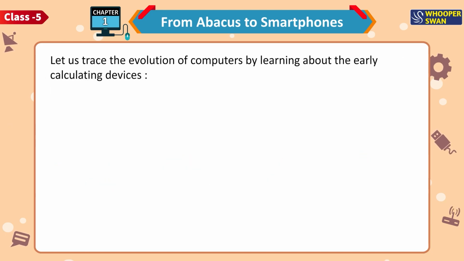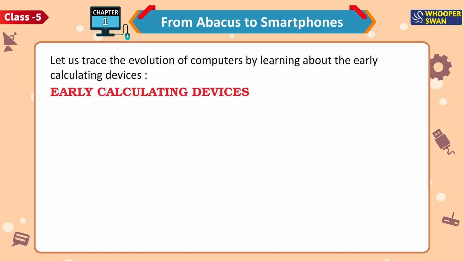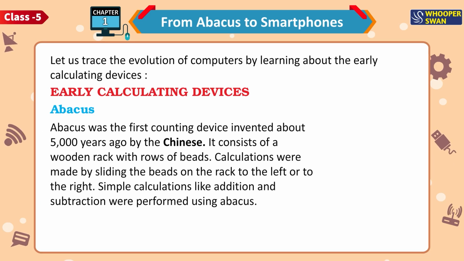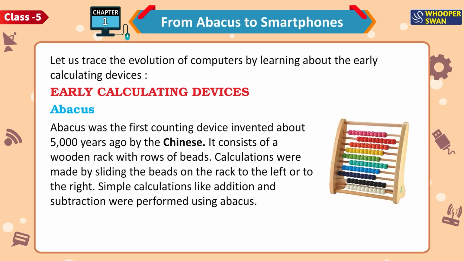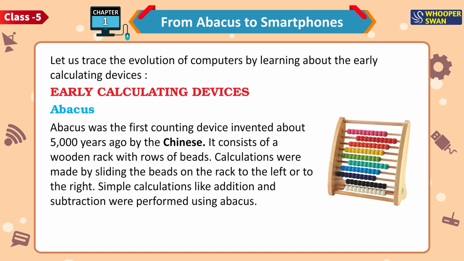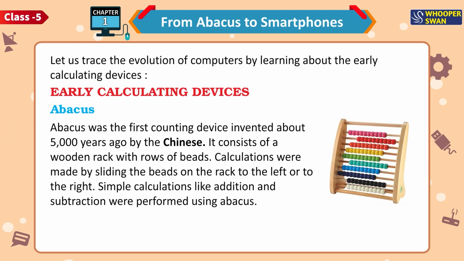Let us trace the evolution of computers by learning about the early calculating devices. Abacus. Abacus was the first counting device invented about 5,000 years ago by the Chinese. It consists of a wooden rack with rows of beads. Calculations were made by sliding the beads on the rack to the left or to the right. Simple calculations like addition and subtraction were performed using abacus.